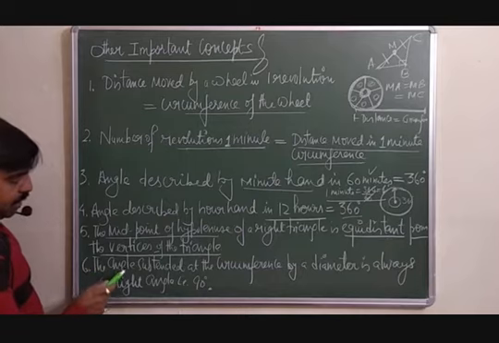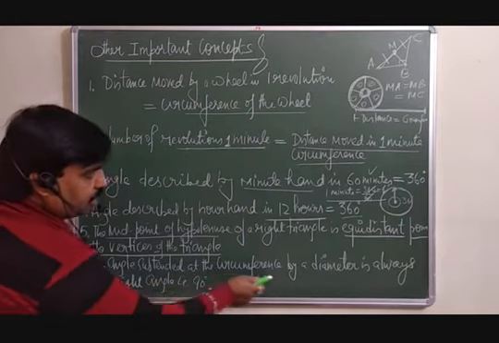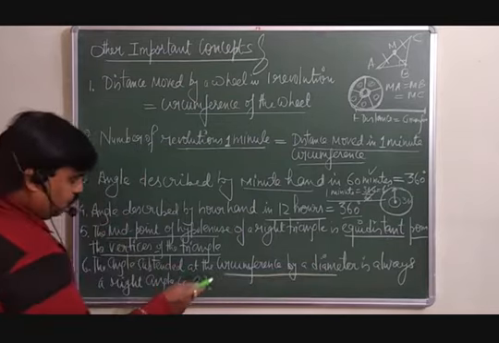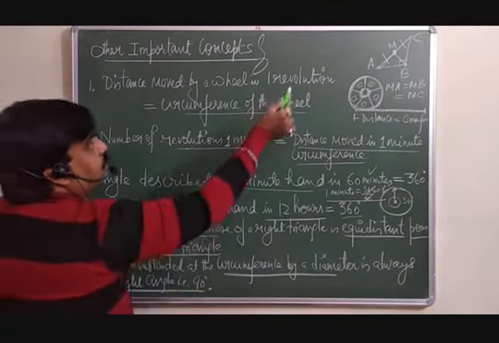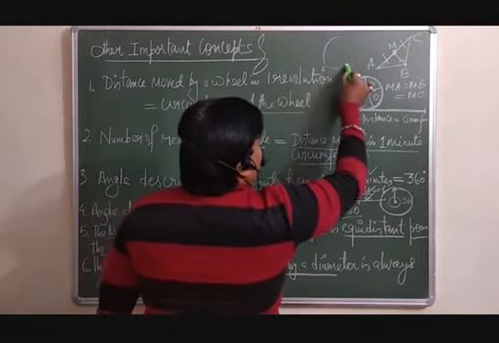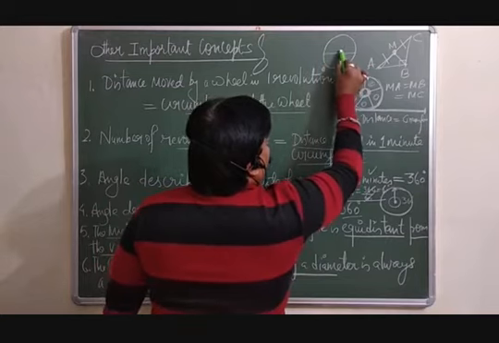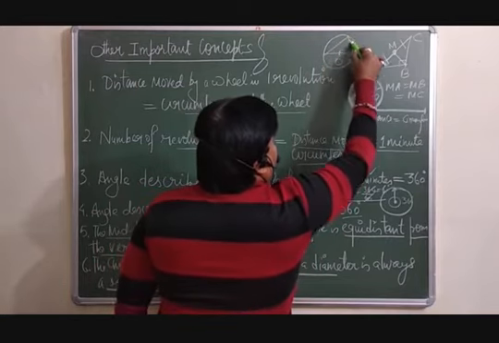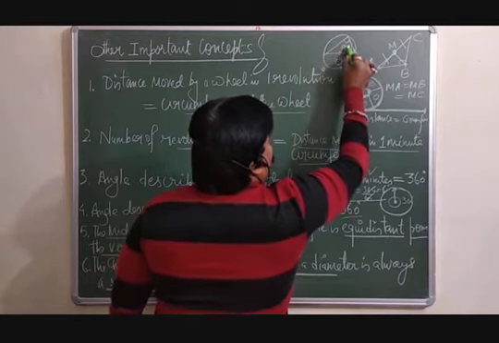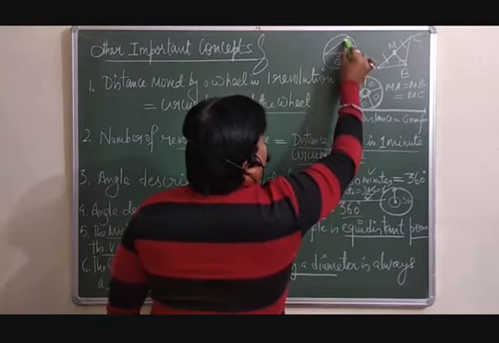And the sixth one is that the angle subtended at the circumference by a diameter is always a right angle. You already know that in a semicircle, if you construct any triangle, it will be a right-angle triangle. This angle is always 90 because this is 180, so this angle will be half of it.